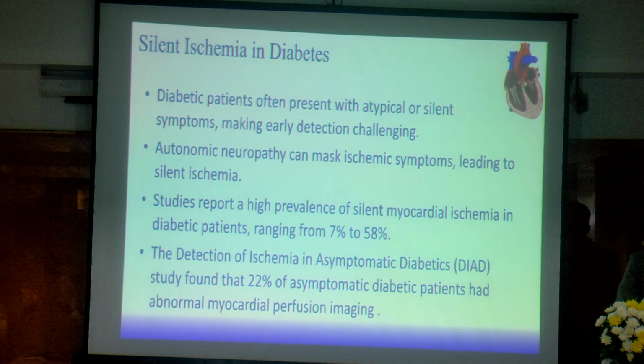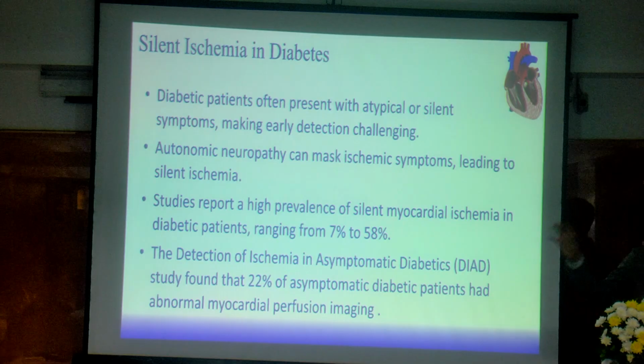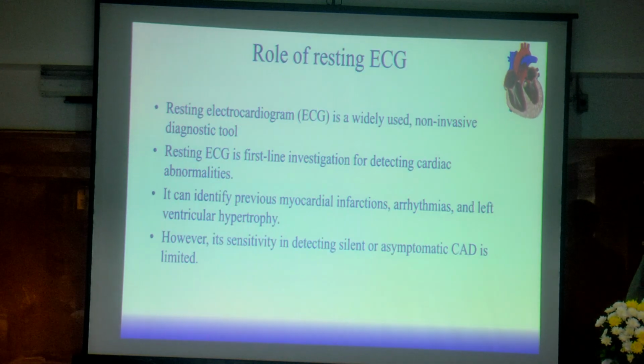And we saw that the prevalence of silent MI ranges from about 7 to 58%. It's very high. The DIAD study has shown that even in an asymptomatic person, if you do a stress imaging, 22% of them already had a heart attack. So it's quite a very high number.